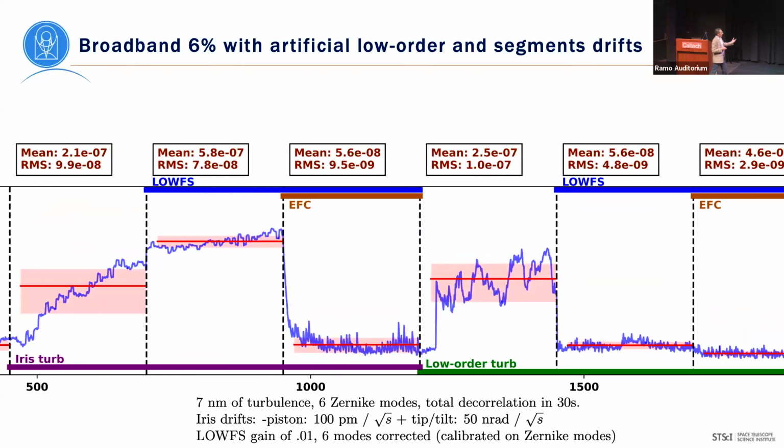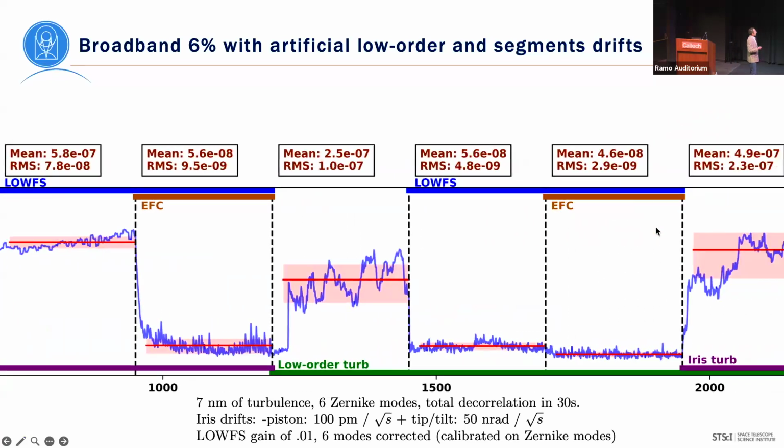Then we have another kind of turbulence that we can add, which is just low order on our continuous DM. So these are just low order Zernikes. Again, in this case, we degrade the contrast by a factor of 10. And when we turn on the low order wavefront sensing, because they are low order modes, we can actually recover the contrast back to less than 6 10 minus 8.